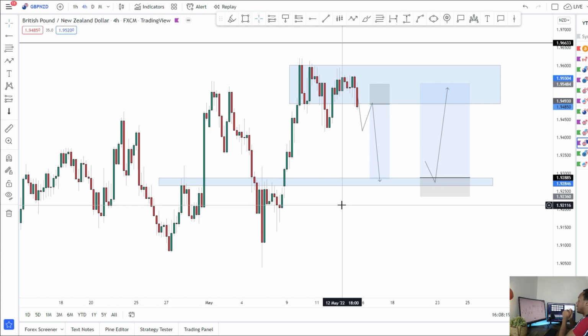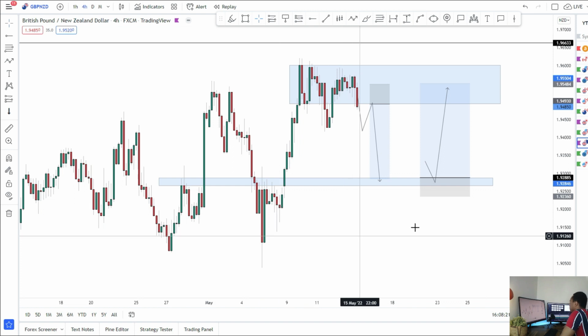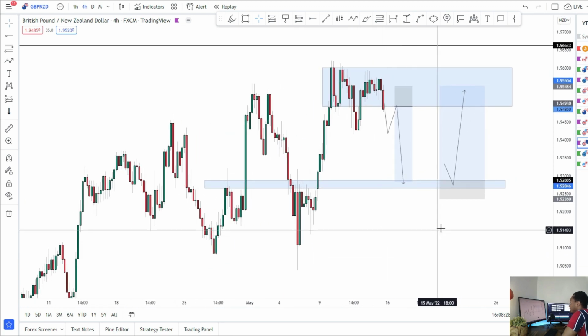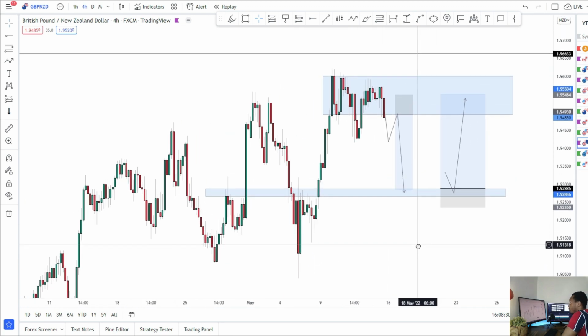Look for the retest of that level, and then shorts into those lows. And then if you can hold this level at 1.2885, we'll look for longs back up into that range at 1.955 for next week.